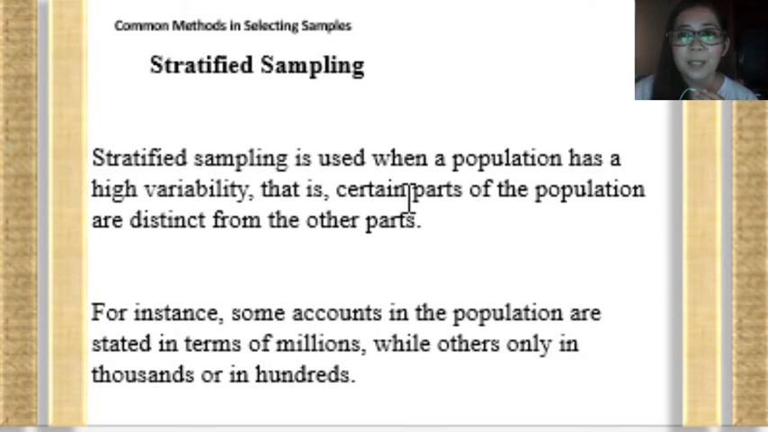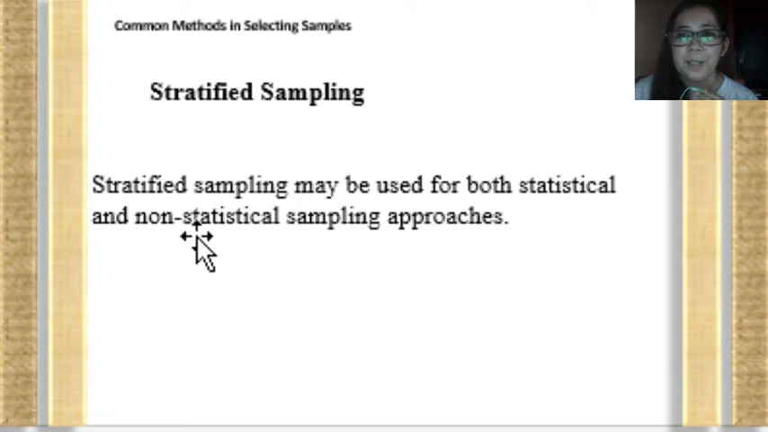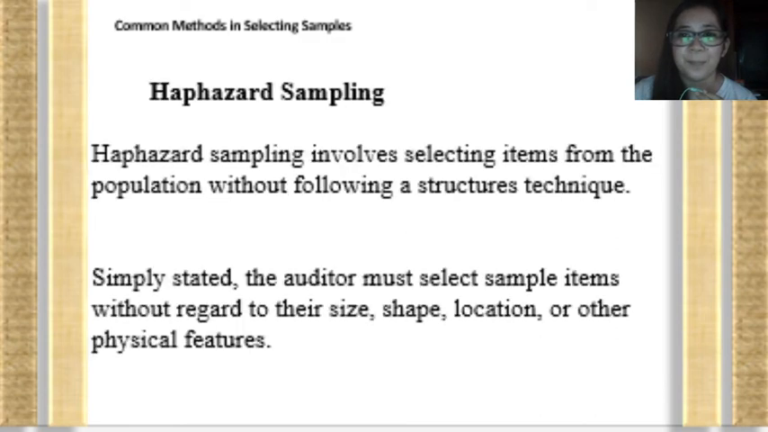Stratified sampling is also used when a population has a high variability, that is, certain parts of the population are distinct from the other parts. For instance, some accounts in the population are in terms of millions, while others are only in thousands. That's what we have taken as an example earlier. Stratified sampling may be used for both statistical and non-statistical sampling approaches. The next method is haphazard selection or sampling.